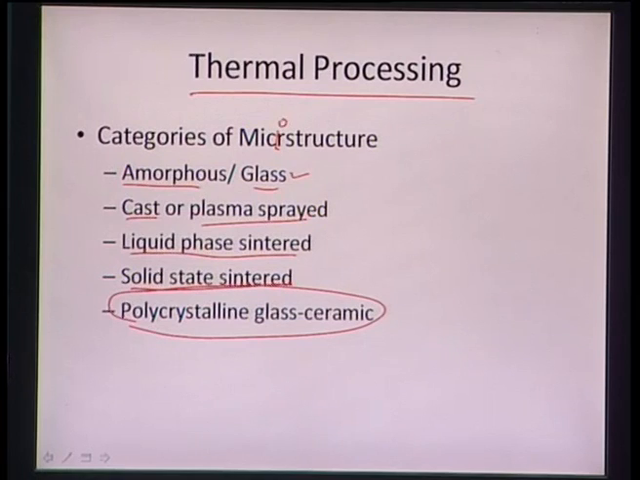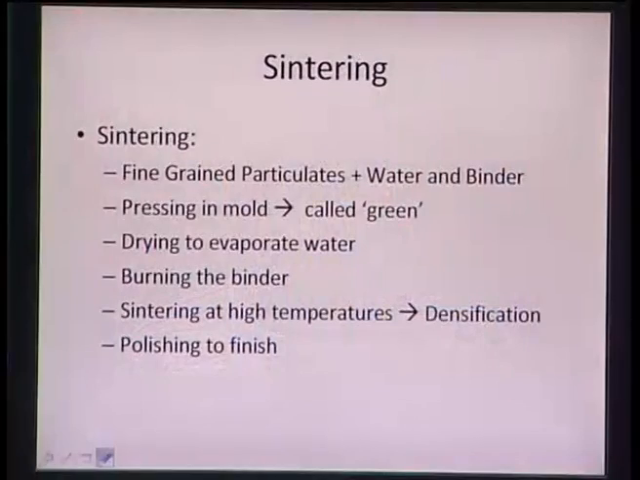So we can see that via thermal processing we can attain different kinds of microstructures. It can range from a very amorphous or glassy structure. It can also be polycrystalline, which can be achieved via casting or even by plasma sprayed structure. It can also be liquid phase sintered, in which we can attain a very high density of materials, or it can be solid state sintered, wherein we don't allow the material to go to the liquid phase, and then we attain sintering via just particle contact. And then we can also get polycrystalline glass ceramic via certain processing techniques.